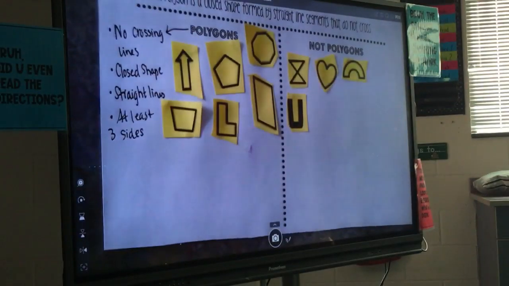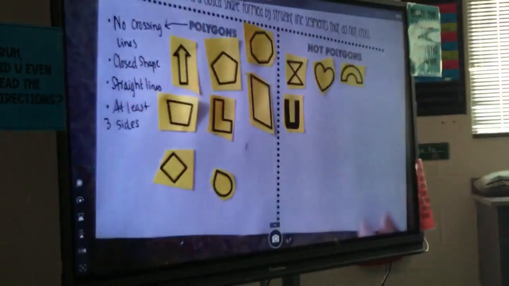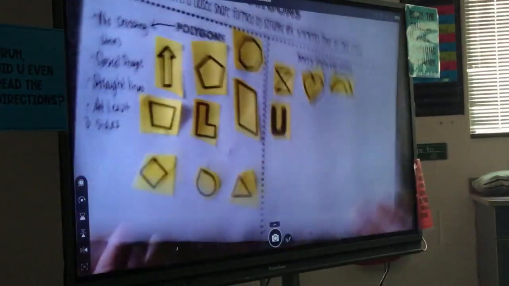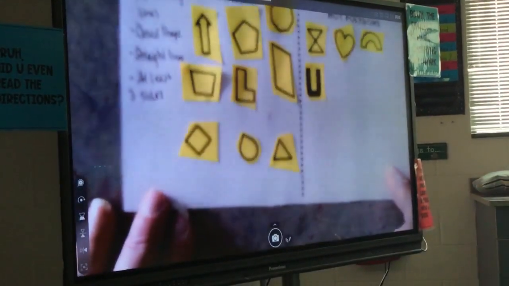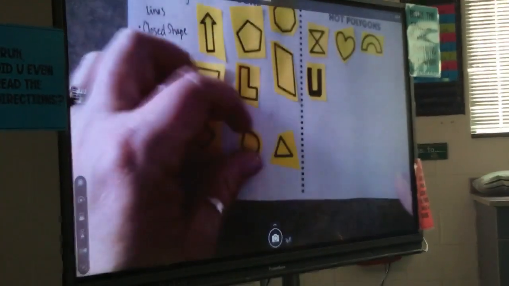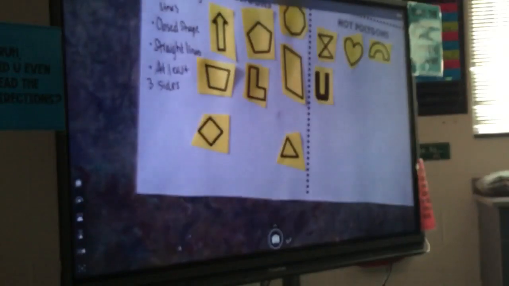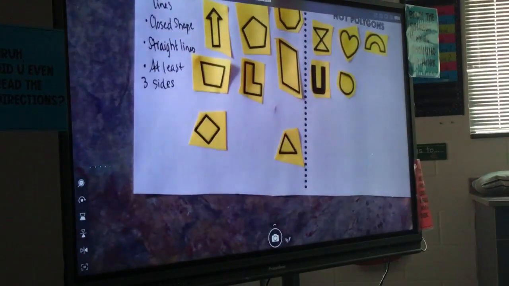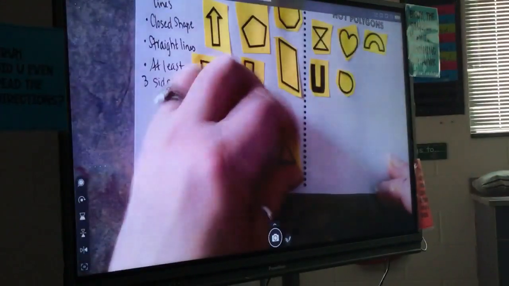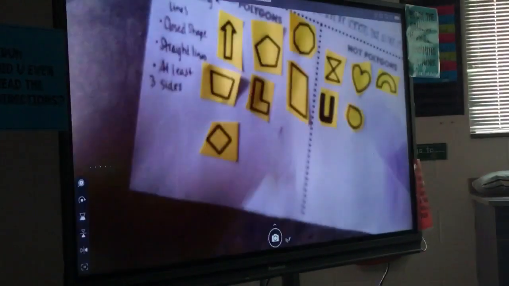All right, what about this one, and this one? First one, yes. Second one, no. Third one, yes. All right, so this one, why is this one a no? Raise your hand. Why is that one a no? Allison? Because it's curved. It's like a teardrop almost, or a raindrop. It is curved.